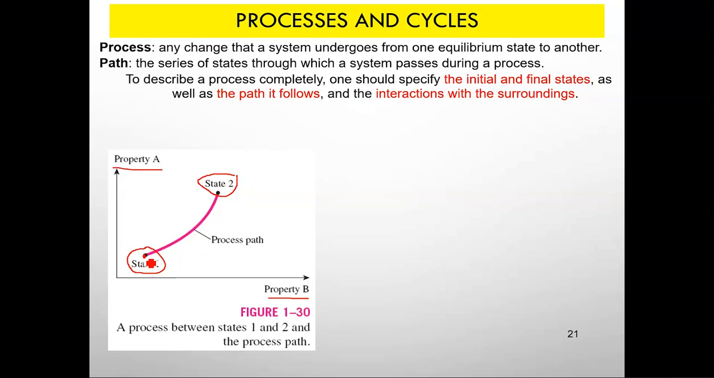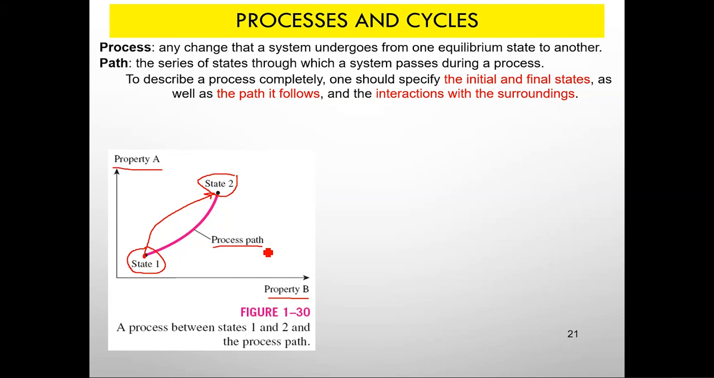The process takes place if I move from state one to state two, but I cannot completely define the process unless I am aware of the process path. Clear? And if there is any interaction between the system and the surroundings, we'll see that in a while.